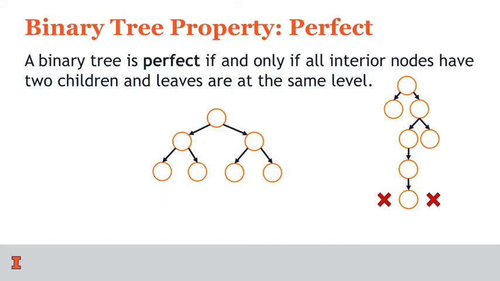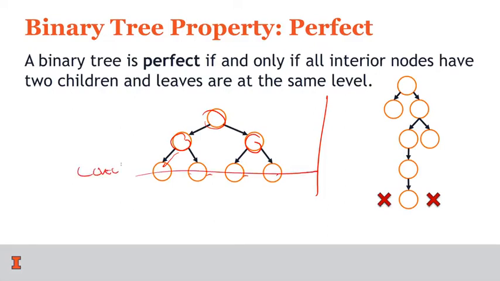In addition to being full, we might want to talk about a perfect tree. A binary tree is considered perfect if and only if all of the interior nodes have 2 children and all of the leaves are at the same level. So looking at our 2 sample trees, we see that all the interior nodes have 2 children. And here at this last level, all of these leaves are at the same level.